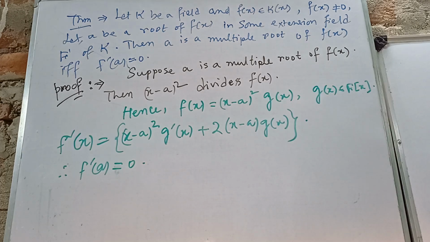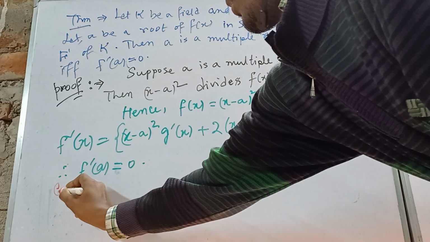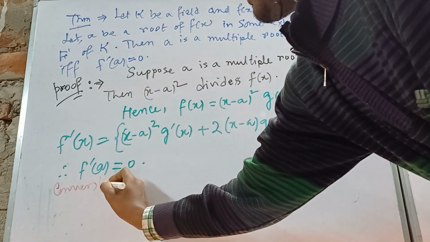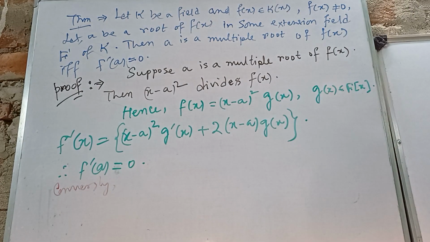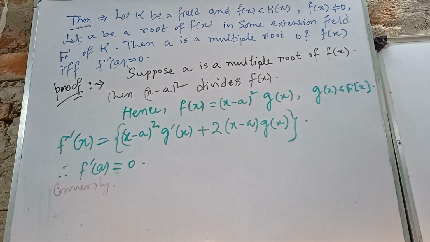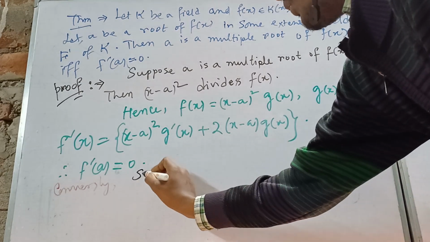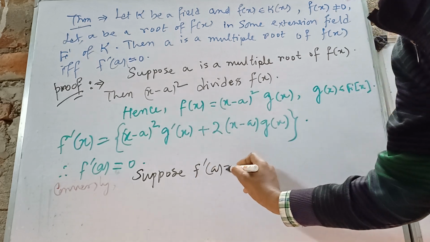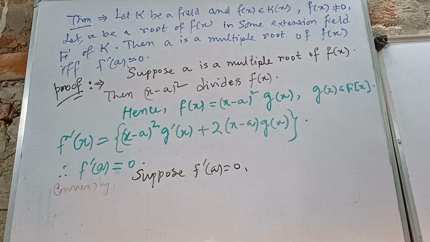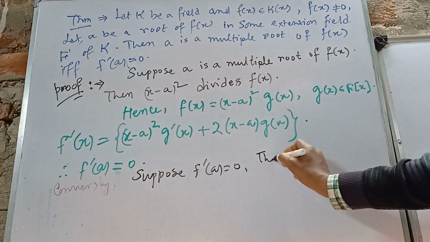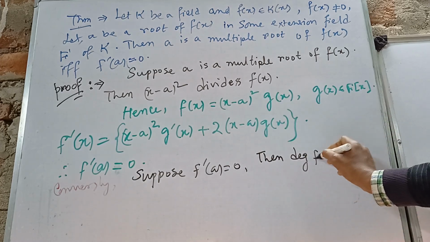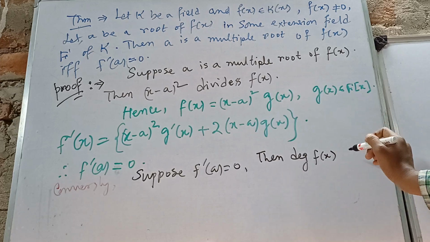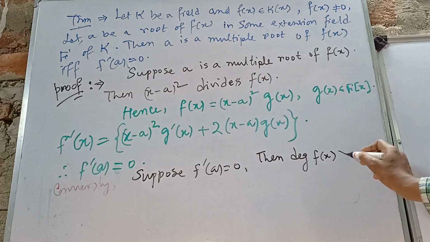Okay, now conversely, suppose f dash a equal to 0. Okay, then what happens? Then we write the degree of f(x) is greater than or equal to 2.